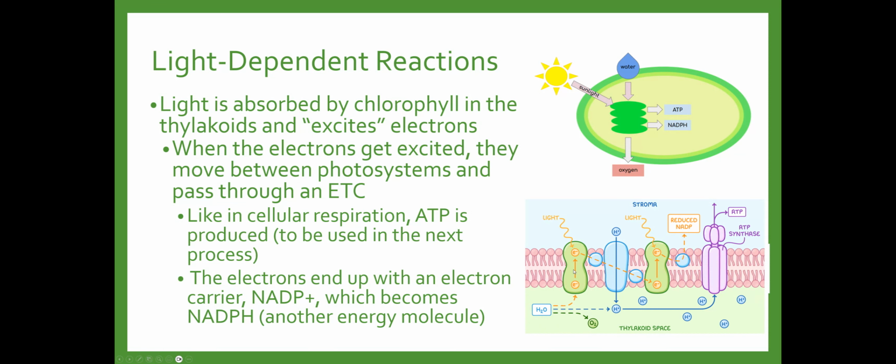Now, ultimately, the electrons are going to end up with an electron carrier called NADP. Now, back in cell respiration, our electrons ended up with oxygen. Here, they're going to end up with an electron carrier. And so when we say that energy molecules are made, in the process of the light-dependent reactions, we're getting ATP, so that's one energy molecule, and we're also getting NADPH. That's another energy molecule. So just like before, when we're carrying electrons, we're carrying energy to be used later. So these are my two energy molecules that are made in the light-dependent reactions.